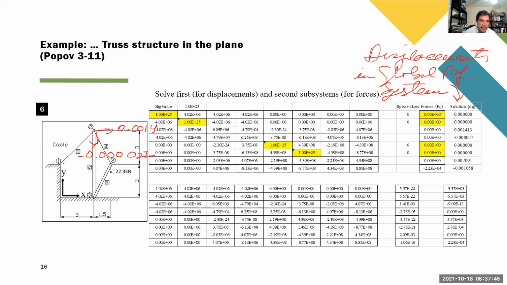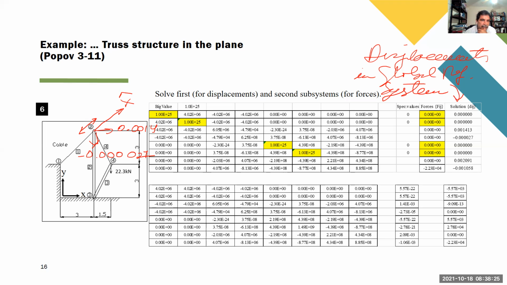But the problem is this is a bar. So the only reaction that this bar has is in this direction. When you apply a force in this direction, the bar reacts. But here I have a displacement to the right and downwards. So what we have to do is take these values and calculate how much this joint has moved in this direction.